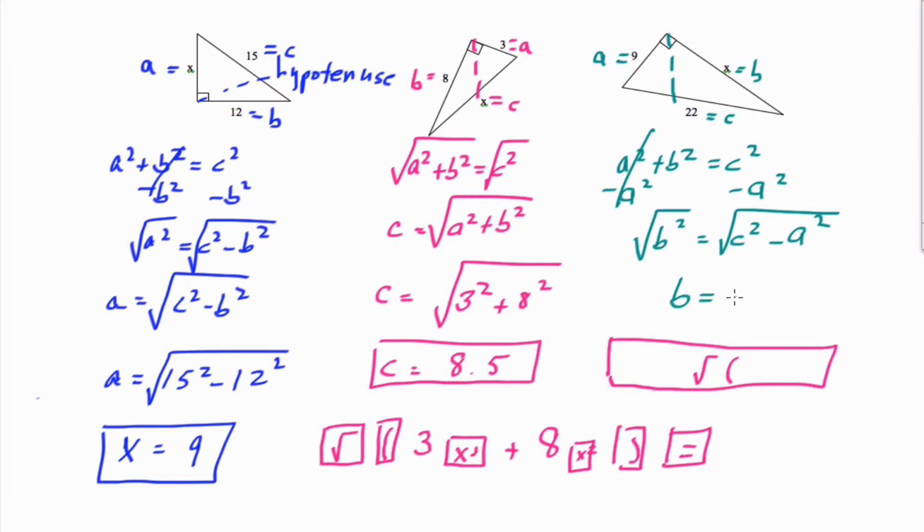I don't have a lot of room to work here, so I'm just going to plug these numbers in: the square root of 22 squared minus 9 squared. And when I solve for that, I get b equals 20. I'll circle it so my teacher can find it. And we were calling b x, so I should have actually written x. There you go, I fixed it. So those are your first 3 problems. Let's do the next 3.